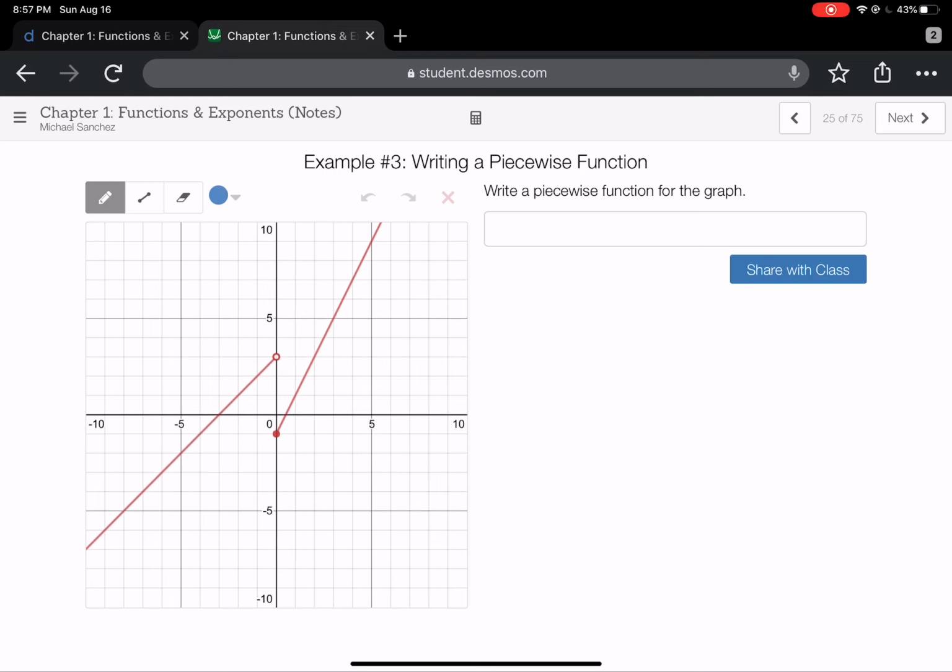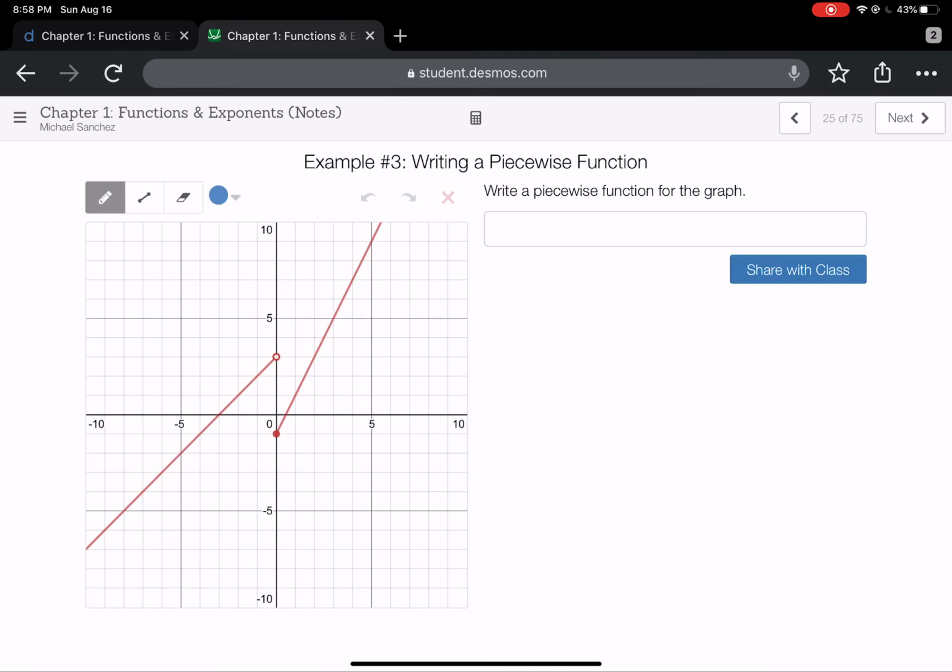Example number 3, we are going to be writing a piecewise function. So now we're going to work in reverse. We've graphed a function. Now we have to look at this graph and try to write a piecewise function. So write the actual function.